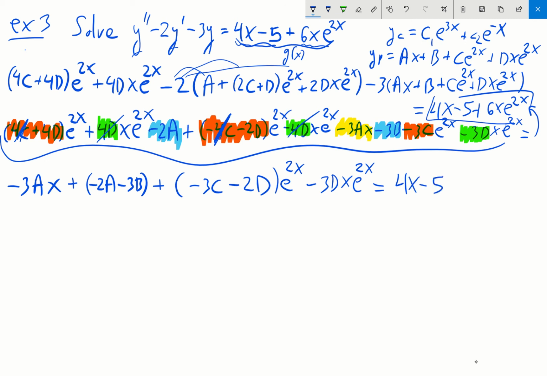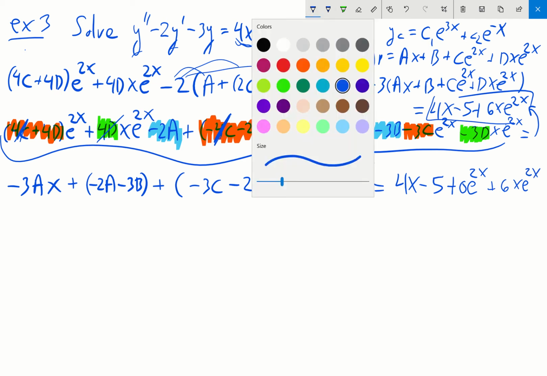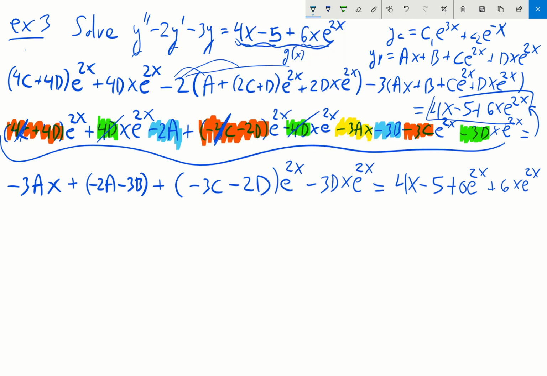minus 5 plus, again, you don't have to do this. I'm going to do it just because I think it helps some students. I don't have any e to the 2x term, so I can put it with a coefficient of 0. And then we also have a plus 6x e to the 2x term. And now our system of equations to solve for a, b, and c is going to come from equating the coefficients.